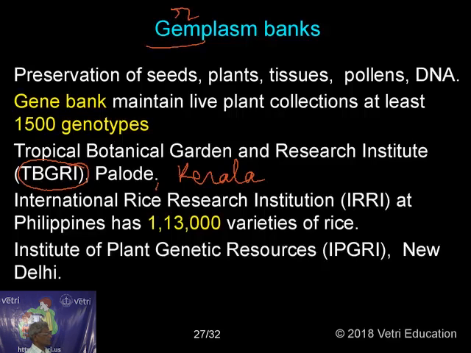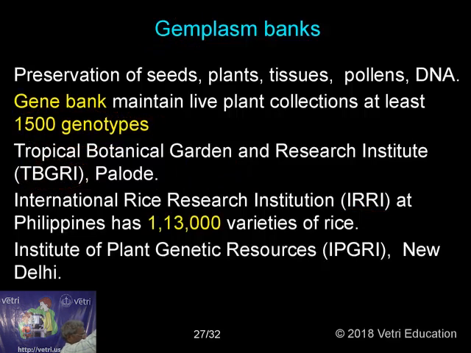Then there is the International Rice Research Institute, IRRI, in the Philippines, which has 1,13,000 varieties of rice. The Institute of Plant Genetic Resources, IPGRI, New Delhi, is also another germplasm bank. So these are some of the germplasm banks we have. As I have told you, nearly 1,500 genotypes are maintained here.